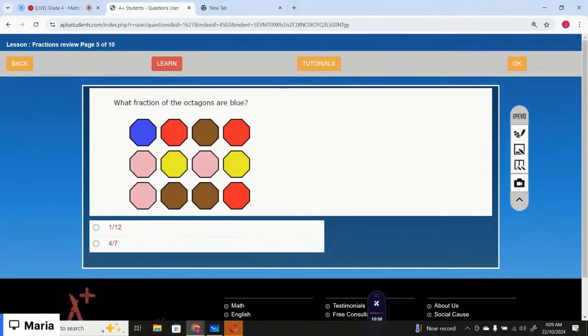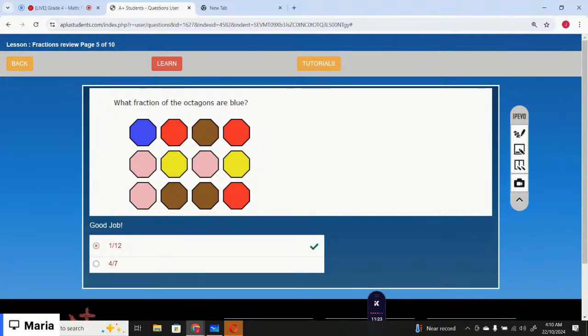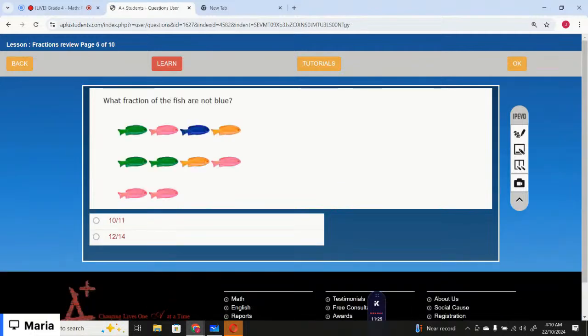What fraction of the octagons are blue? Which is the correct option? That is 1 out of 12. Option number 1 is the correct option. Only one octagon is blue and the total octagons are 12, so that is 1 out of 12.